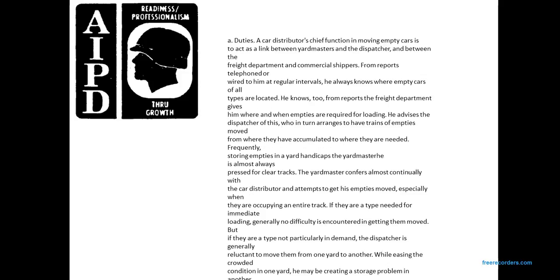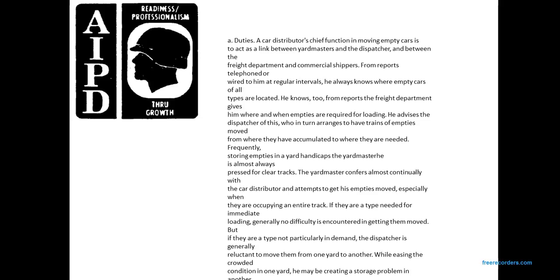Duties of the car distributor. His chief function is moving empty cars into the yards. As the link between the yardmaster, the dispatcher, and the freight department of the commercial shippers, he receives reports by telephone wire at regular intervals. He knows the empty cars of all types and where they are located. He knows from the freight department reports which empties are required for loading, and he advises the dispatcher, who has turned arrangements to have the trains emptied, whether they are accumulated, whether they need to be stored, or emptied in the yard handicap to the yardmaster.